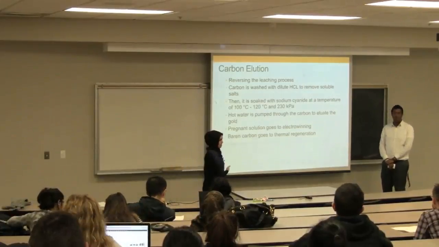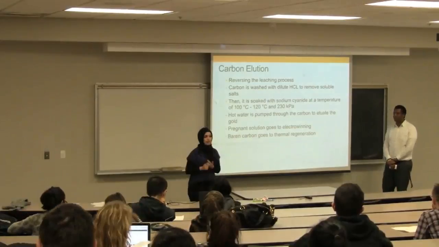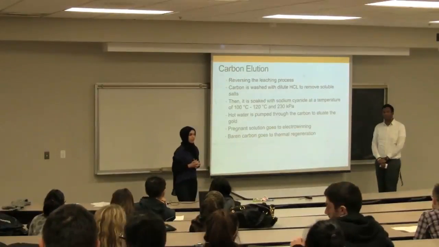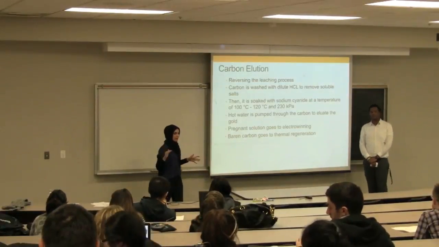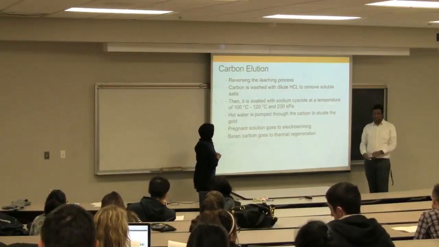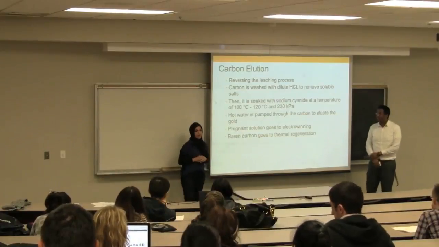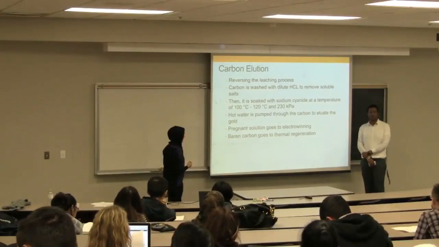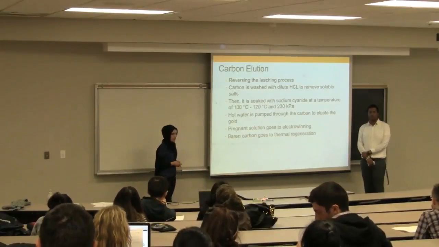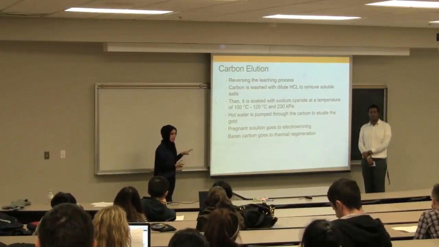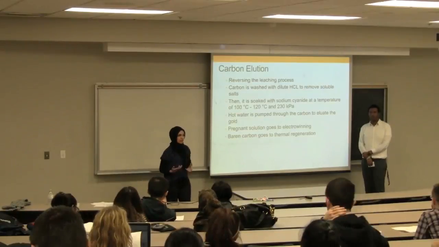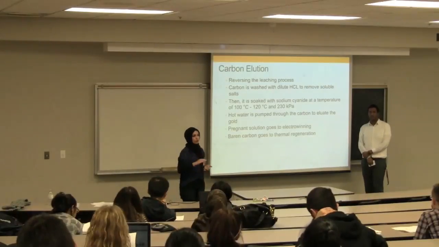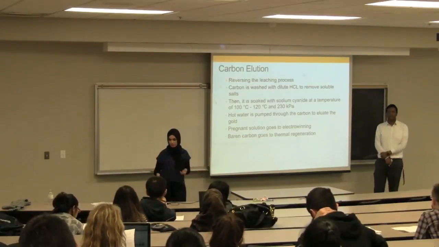As we already told you guys, we were operating at ambient temperature and pressure for the leaching. So now we need to go up to high temperature and high pressure. Usually the temperature is between 100 and 120 degrees Celsius for maximum efficiency, and the pressure is 130 kilopascals. This process is actually pretty simple because as soon as you raise the temperature of the whole mixture, the gold will readily desorb into the solution.